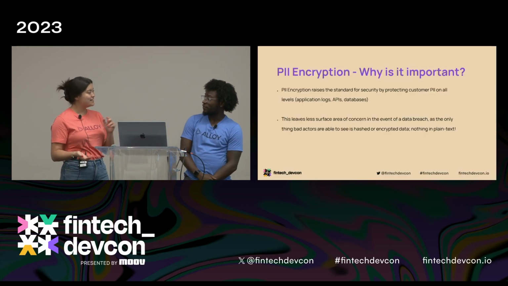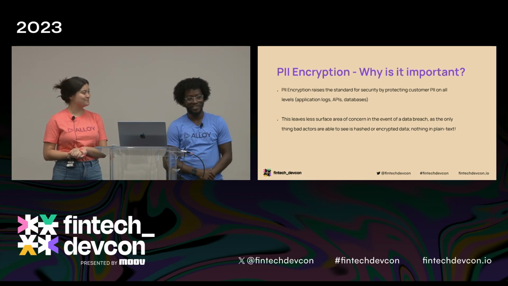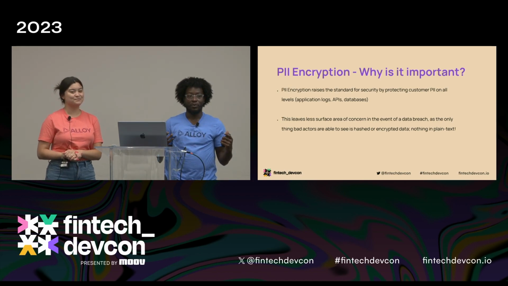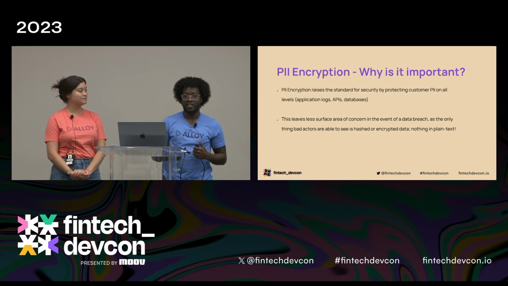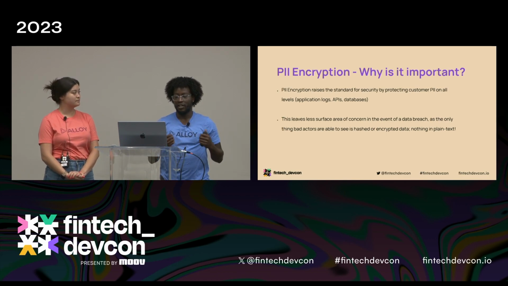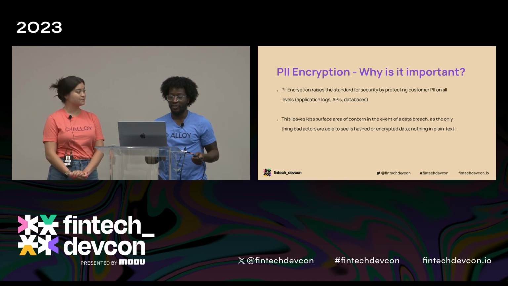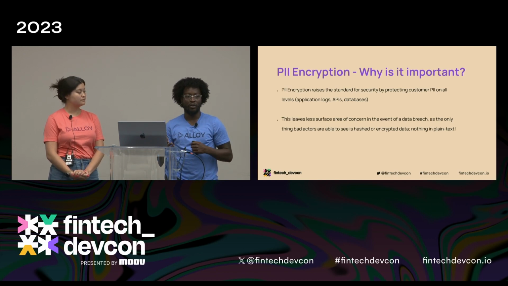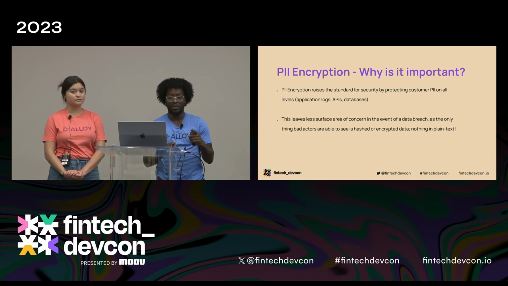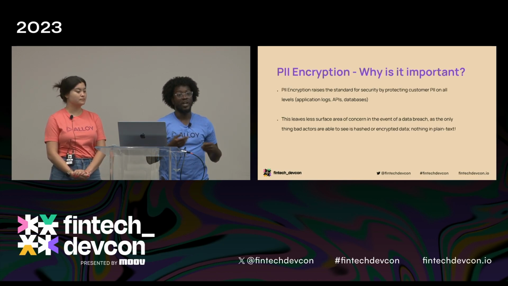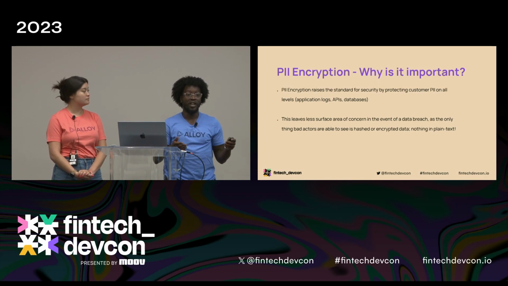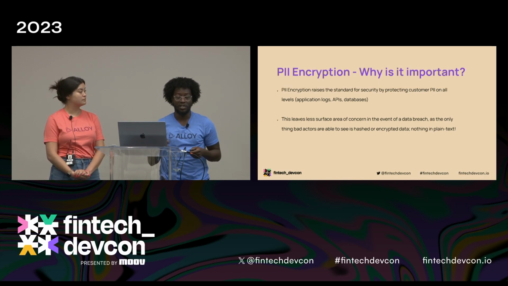So Jeremiah, why is PII encryption important? It's a great question. PII encryption is very important. One, it raises the standard of protection on that customer's data. The number one thing that we want to do is ensure that we are safely protecting the data that we have. And for PII encryption, we're going to talk about it on three levels here today: within application logs, your APIs, and also your databases. Within the application logs, because you console log things, you may be console logging something that comes back from the database. It's in the logs. APIs will be responsible for the actual encryption and decryption of the data.